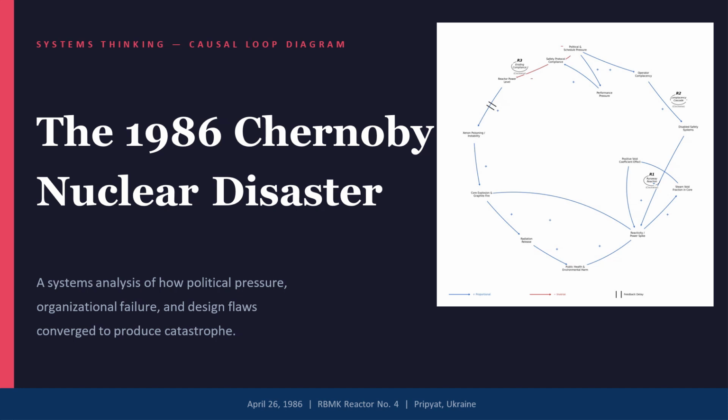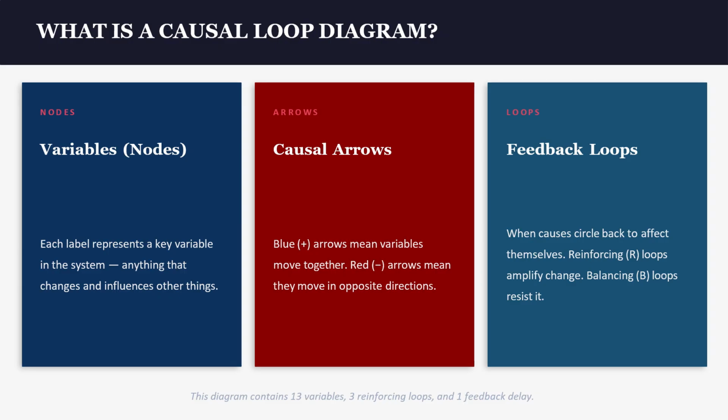Hey everyone. Today we're presenting our causal loop diagram on the 1986 Chernobyl nuclear disaster. Our diagram maps out the system of pressure, human decisions, and human and design flaws that made this disaster almost impossible to stop. Real quick, a causal loop diagram is basically a map of the system.